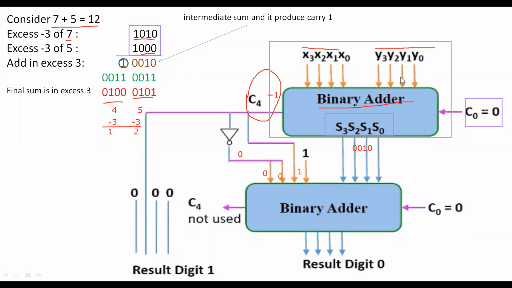C4 is connected to this pin and similarly C4 is connected through the inverter. The 0 is generated: 0 0 1 1. 0 0 1 1 means 3. This 3 will be added to the sum.